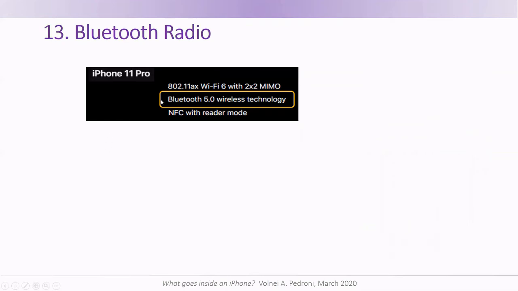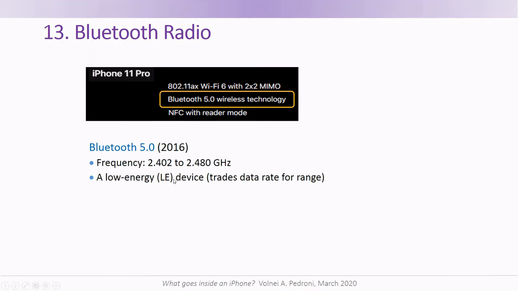Apple informs that iPhone 11 is equipped with Bluetooth 5.0, which is the newest version. This version was published in 2016. Some of its features are listed next. The frequency is around 2.4 gigahertz. It's a very low energy device, trading data rate for range. A little battery can last several years. The low energy data rates are 2, 1.5, and 0.125 megabits per second. The 2 megabits per second being the most popular, but if you can save even more battery, you can go down here.